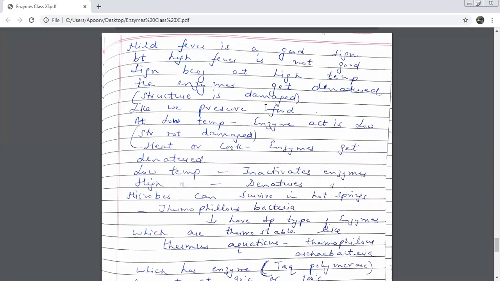So, beta, let me give you a very simple example to understand this. We preserve food at low temperature. We keep it in the refrigerator, yes or no? Yes, ma'am, because the enzyme activity is low. What happens to the enzyme activity in a refrigerator? It becomes low, because the temperature is not optimum. So enzyme activity becomes low at lower temperatures.